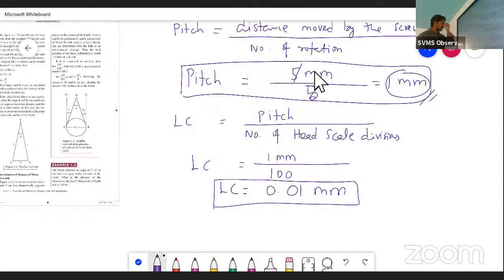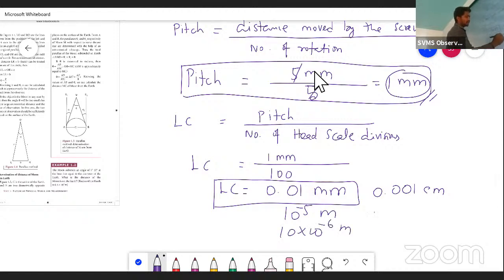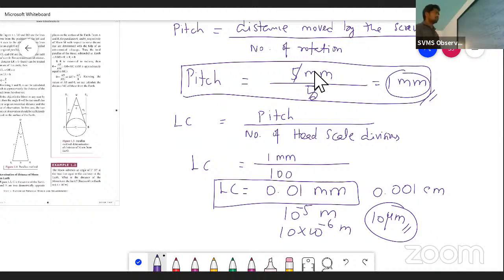So, very important: 0.01 millimeter, or 0.001 centimeter, or 10 power minus 5 meter, or 10 into 10 power minus 6 meter, or 10 micrometer. That's why the screw gauge is called a micrometer screw gauge. And next, how we measure the least count.